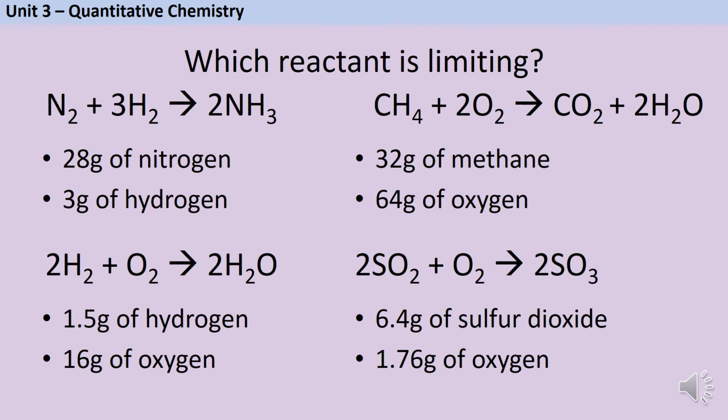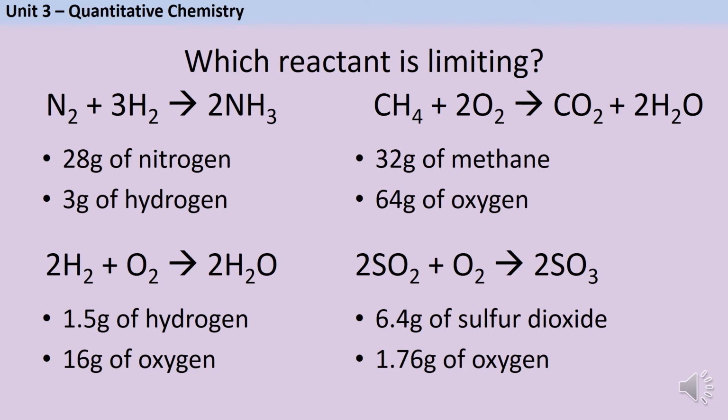Now that you're confident working out the number of moles of a substance from its mass, we can put that information together with the molar ratios that we did to start with to work out which reactant is limiting. So let's look at this first question together. We've got 28 grams of nitrogen and 3 grams of hydrogen, and we want to know which reactant is limiting.